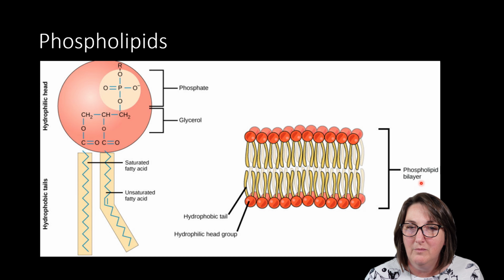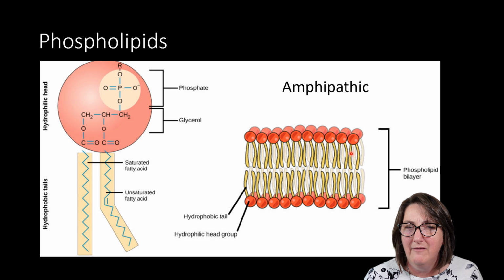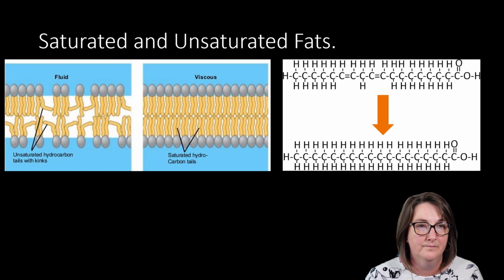This is what's going to be called a phospholipid bilayer. Bi means two. So a phospholipid group here, and it's a bilayer. We also call this amphipathic. Amphipathic means that I have material that is both polar and nonpolar, hydrophilic and hydrophobic. So that is like both worlds living together in one molecule.